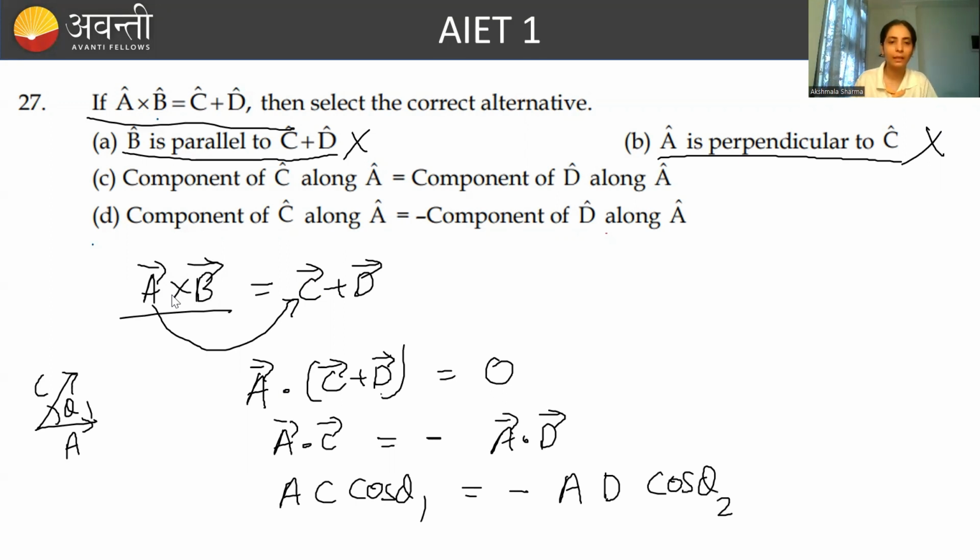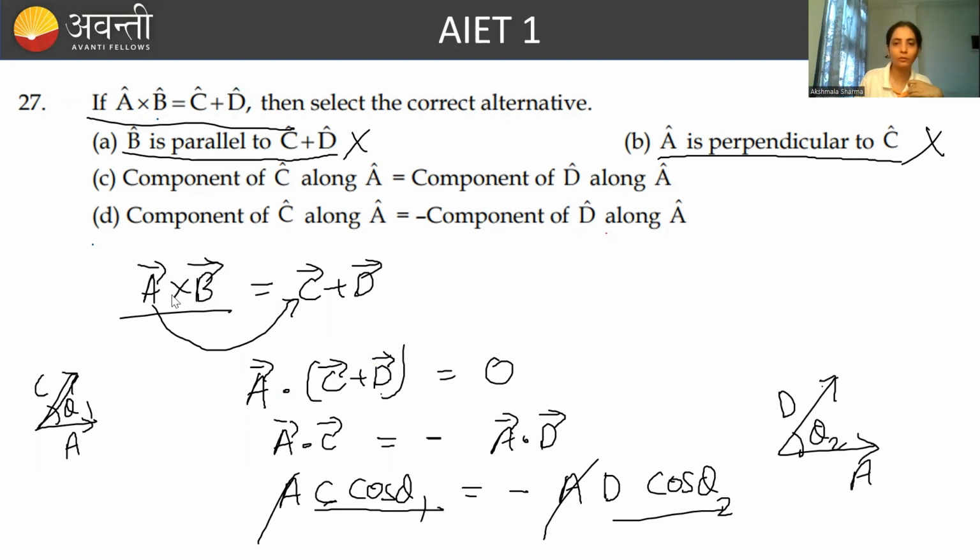Done. So this is it. Now A will get cancelled. C cos theta 1 is nothing but the component of C along A. D cos theta 2 is nothing but the component of D along A. So definitely the component of C along A is equal to the negative of the component of D along A. So what should the correct answer be? Okay, let's go.